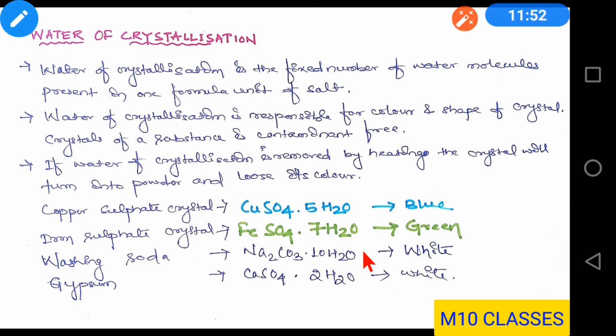So students, from the video it is clear that the hydrated salt which form crystals have colors due to the water of crystallization, and when this water of crystallization is lost, they turn into powder and then lose their colors also. So this is all for today's class.